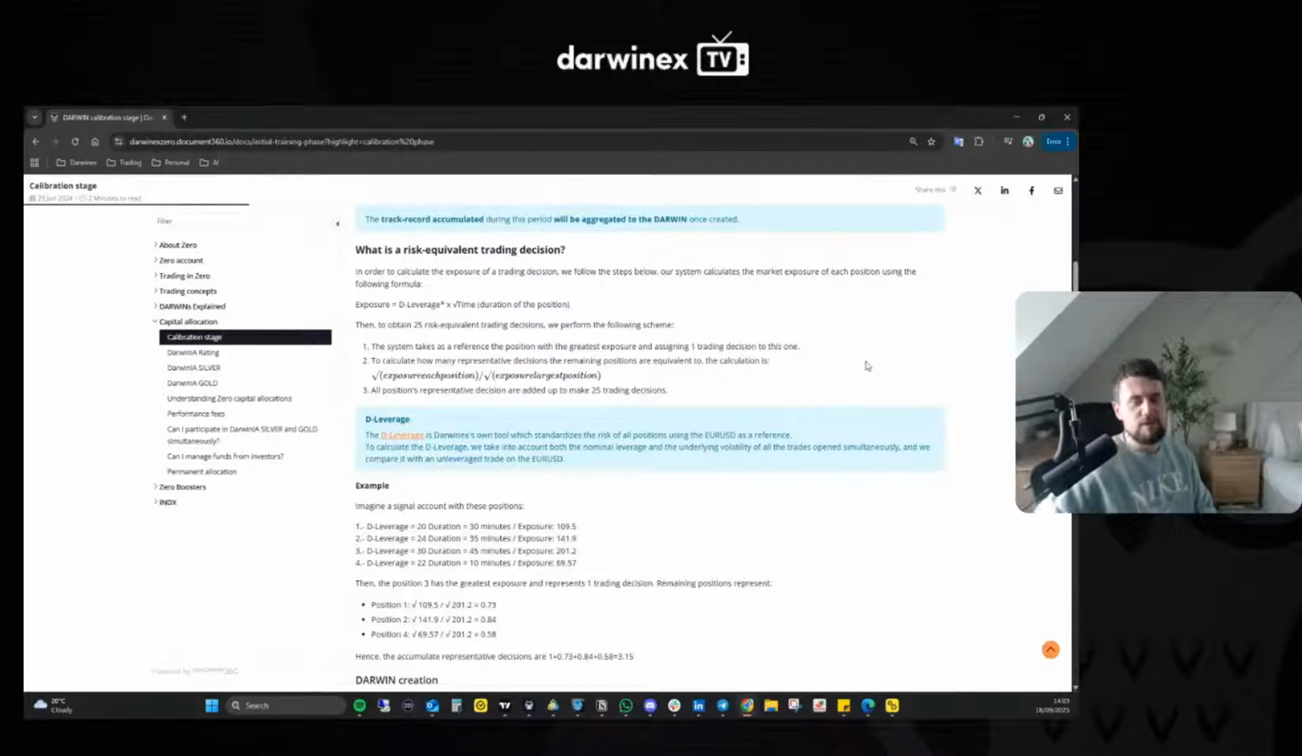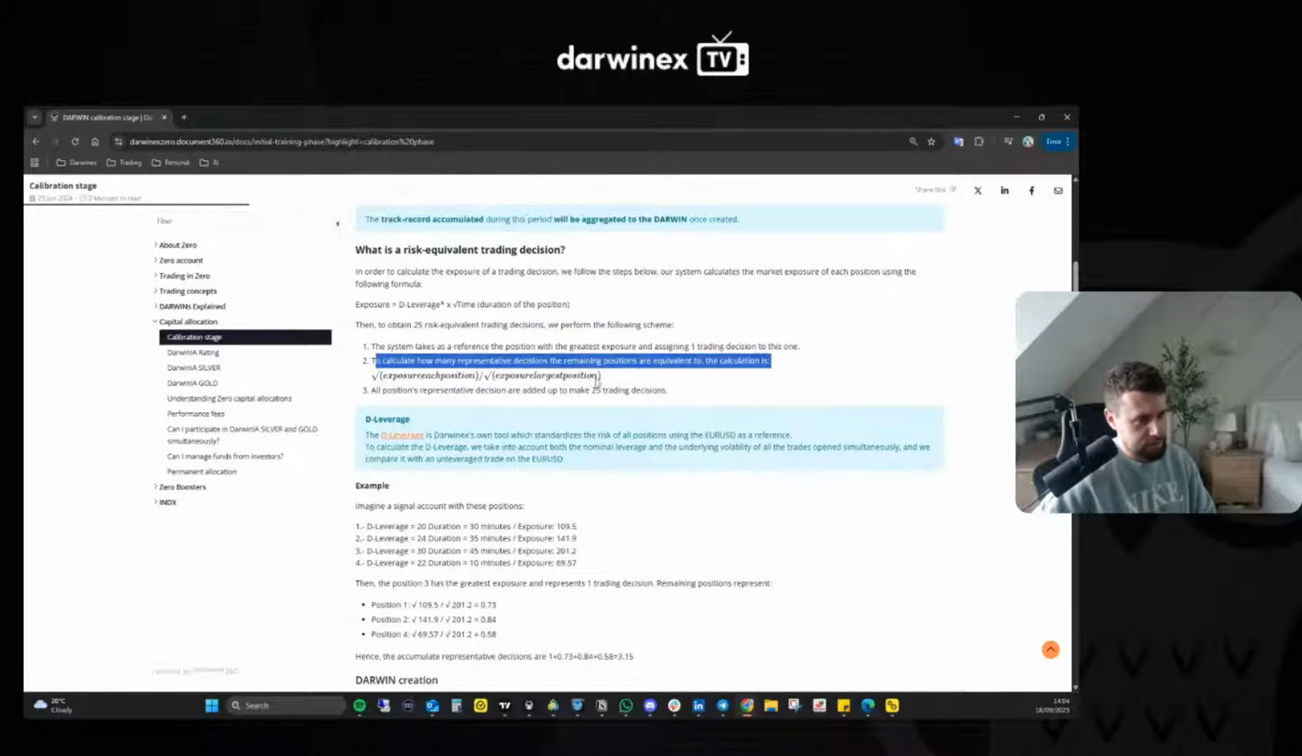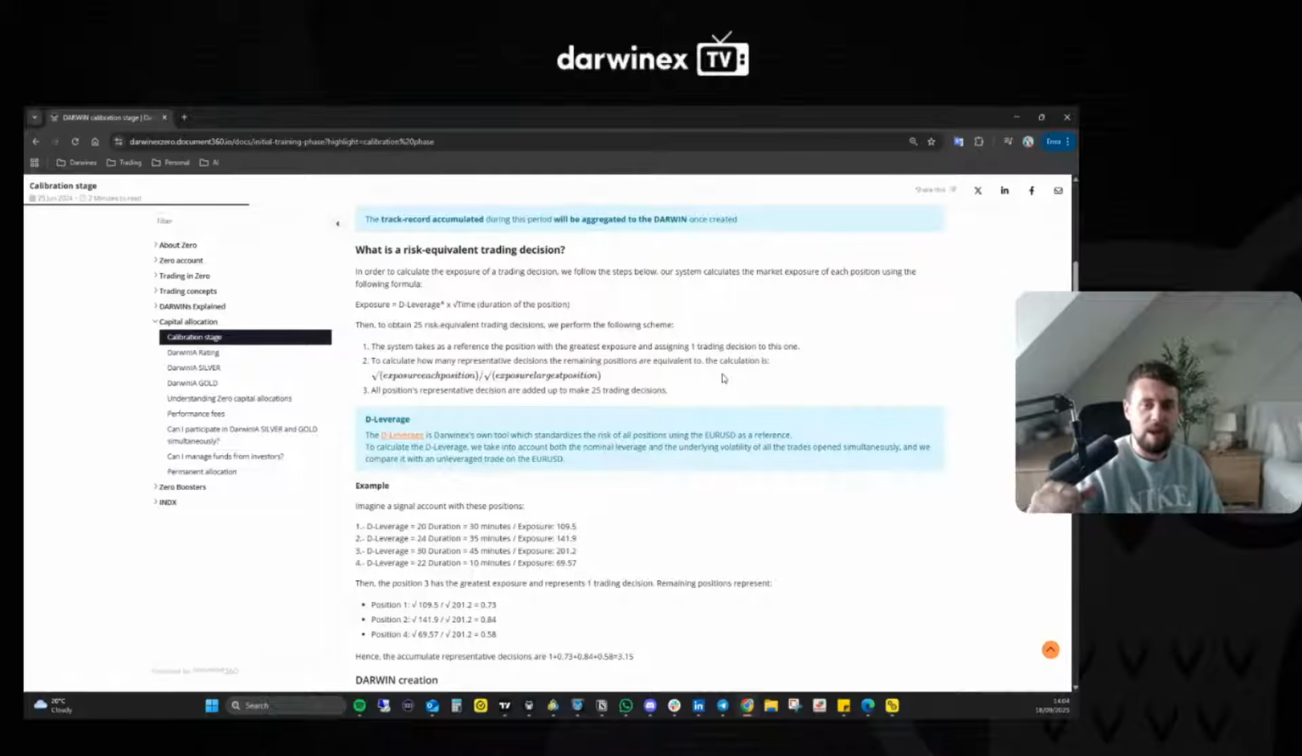Okay. So it doesn't have to be the first trade. It's just the trade that has the highest amount of exposure, and it uses that as kind of the baseline. To calculate how many representative decisions the remaining positions are equivalent to, there's this calculation that I'm not even going to attempt to say. And then all positions' representative decisions are added up to make 25 trading decisions. So all of that to say, a trading decision is based on the largest position size that you've taken.